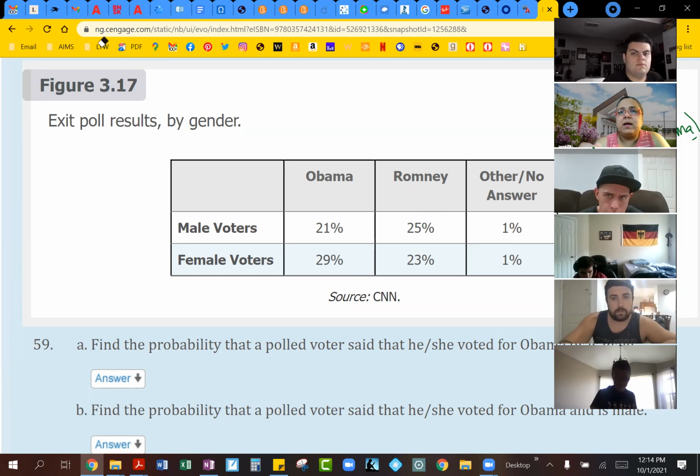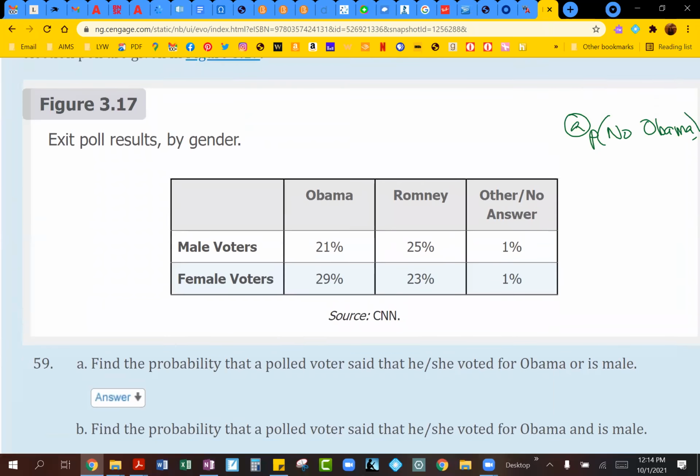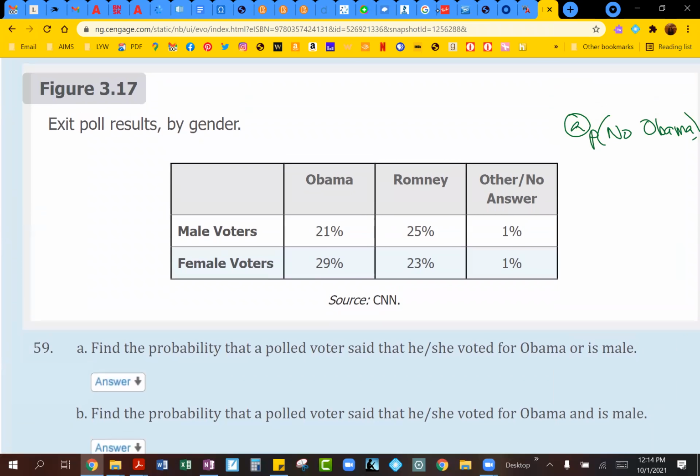Yeah, because when they're saying what is the probability that a polled voter did not vote for Obama, then obviously that means you cannot include all of these people here. Because obviously they voted for him. So that means you are looking at everything else that's remaining. So what do you think this probability will come out to be?